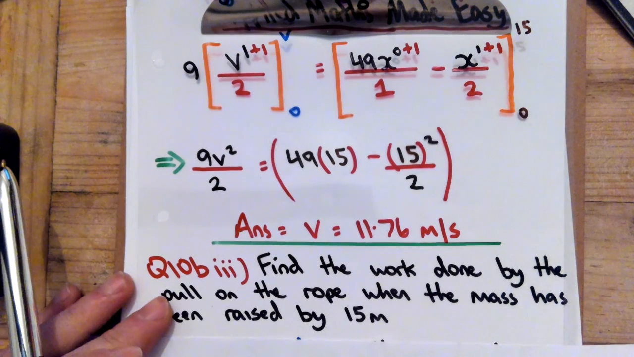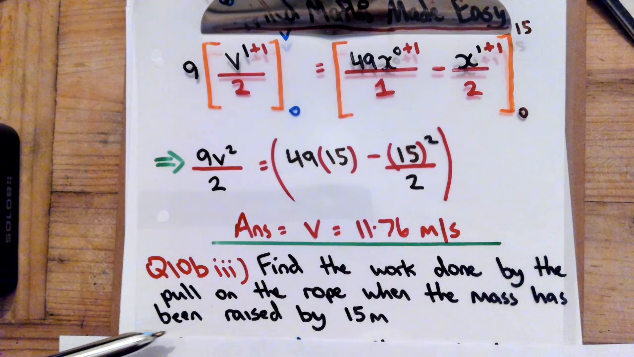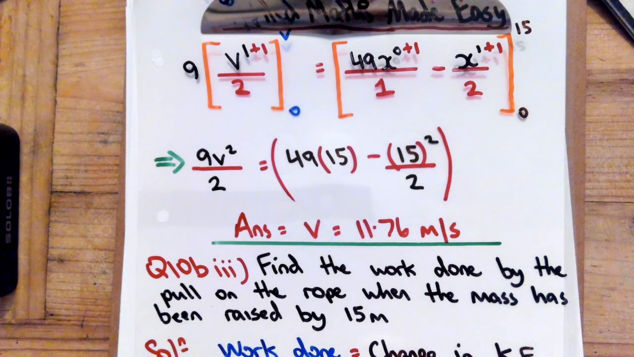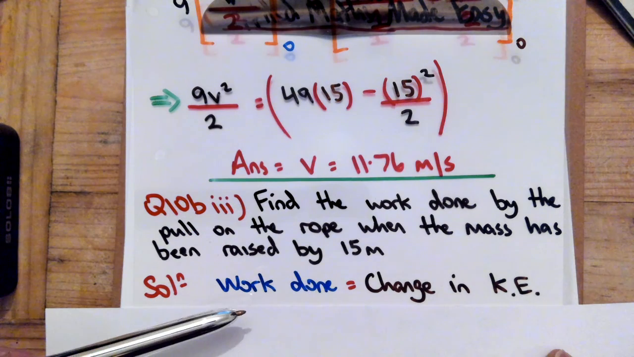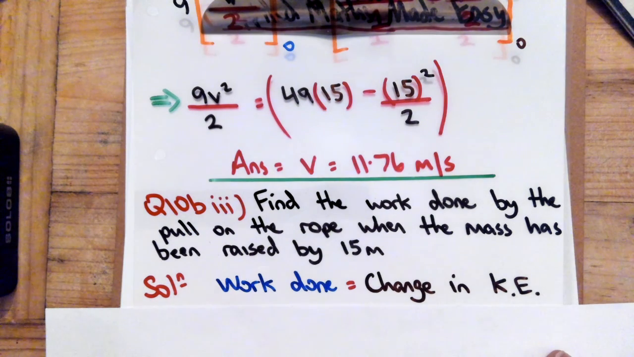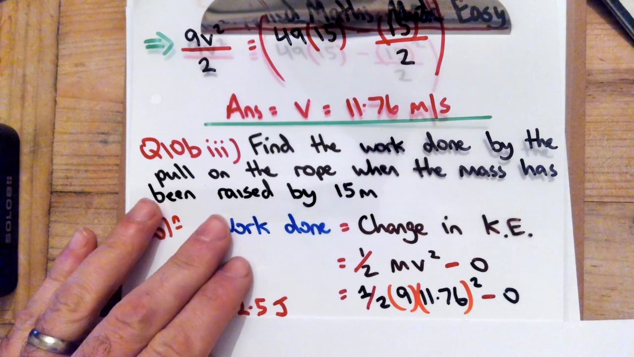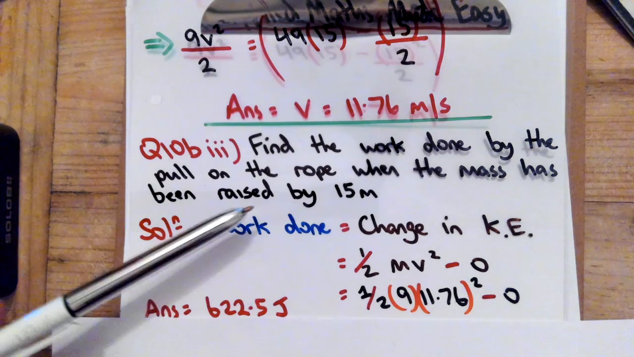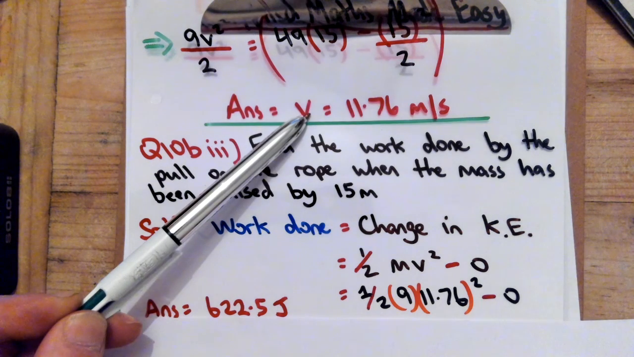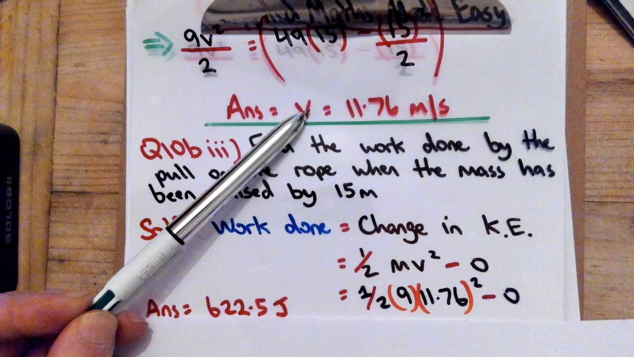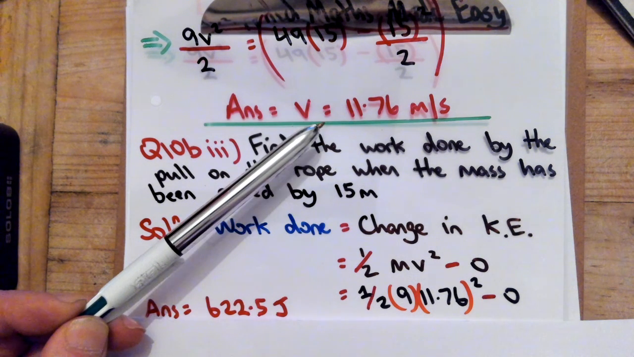Question 10b, part 3. Find the work done by the pull on the rope when the mass has been raised by 15 meters. Okay. Now, the work done in this situation is the change in kinetic energy, right? So half mv squared, so the change in kinetic energy, right? So your half mv squared, again, hence, I need to apply that, right? You mightn't be sure, or you may be trying to figure out how the hell do I go about that. Use your maths instinct, right?